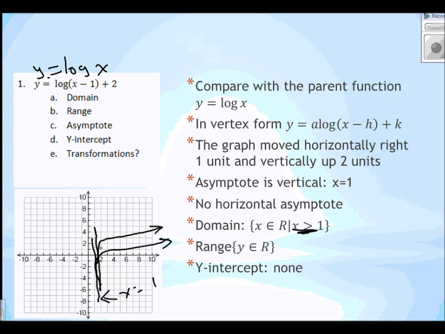Do you think we have an x-intercept? Yes. Do we have a y-intercept? The graph is not even touching the x equal to 1 line. How would it go even to the y-axis? So there is no y-intercept. And the asymptote is x equals 1, right? The transformations: the graph moved horizontally right 1 unit and vertically up 2 units. So that is how you answer questions like these.